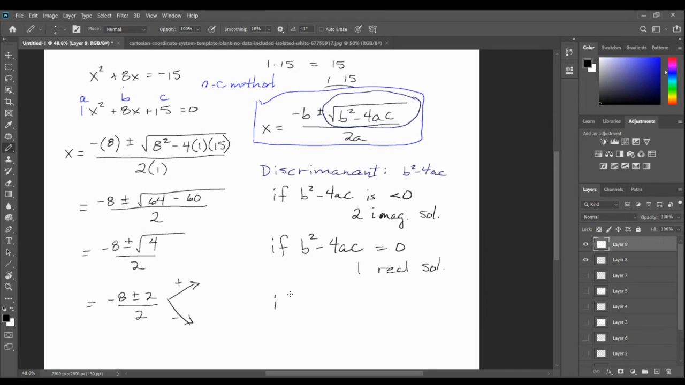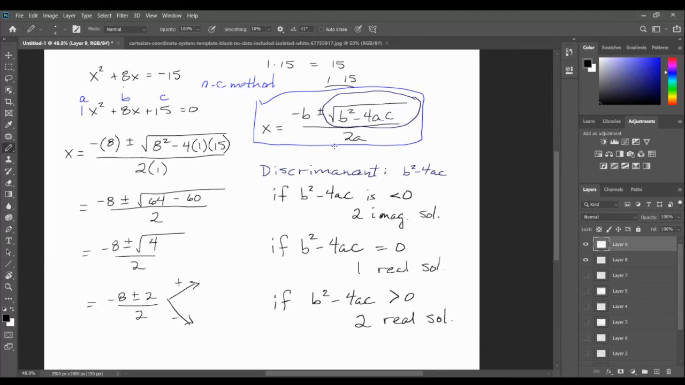Our only other thing to look at is if b squared minus 4ac is greater than 0. So that's a positive number under there. We would get plus or minus the square root of a positive. So we would have negative b plus a positive and negative b minus a positive. So that gives us two real solutions.